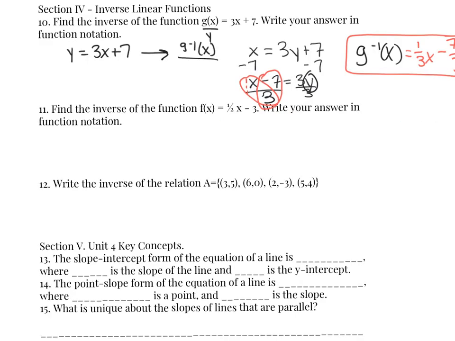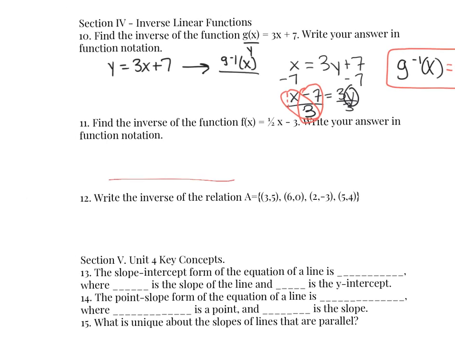So in problem 11, we're doing the same thing. Now, instead of writing all this extra work like I did up here, I'm going to go ahead right away and exchange my x and y, and I'm going to say x equals 1/2 y minus 3. Now I solve for y. Add 3 to both sides. I'm going to rewrite that over here, and that's going to be x plus 3 equals 1/2 y.